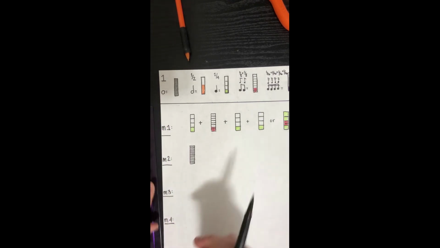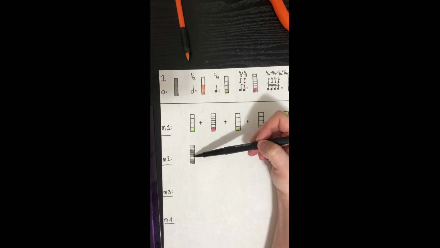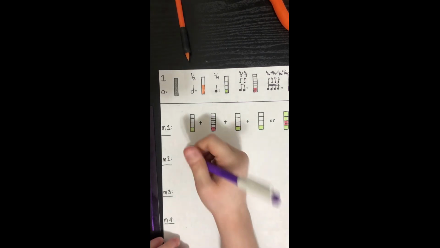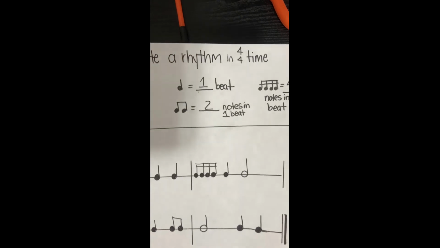And I should have 16 small pieces. Let's see. 1, 2, 3, 4, 5, 6, 7, 8, 9, 10, 11, 12, 13, 14, 15, 16. Good, I've got 16. Now, to make 1 beat with my 16th notes, I know I need 4 of those. So 1, 2, 3, 4 of those. All right, the second note in my measure for measure number 2 was a quarter note. Easy peasy. Let me add my quarter note.